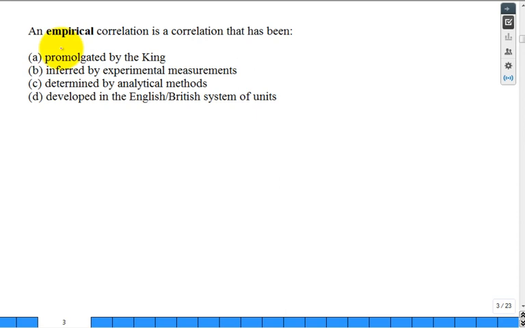Okay, an empirical correlation is a correlation that has been promulgated by the king, inferred by experimental measurements, determined by analytic methods, or developed in the English-British system of units.